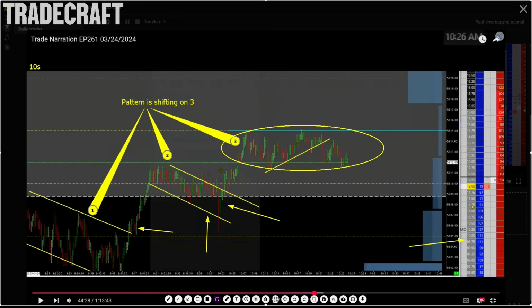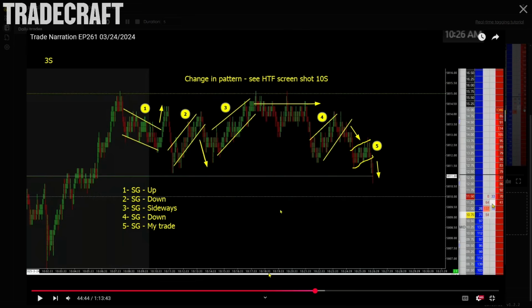Now up in this area, the pattern is changing. What you can see is there's an up thrust right there. So that bear flag, or I don't call it that, I call it a struggle grind. That pattern is changing. So when I see a shift in pattern, that's telling me that there could be a shift where the market might start dumping. We'll go to the next screenshot.